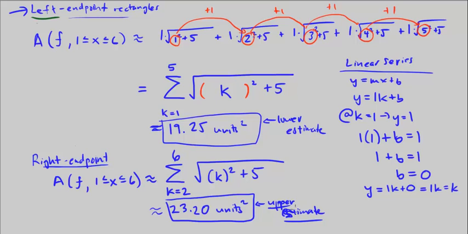That's the upper estimate. And for our left endpoint rectangles up here, that's going to give us 19.25 units squared, our lower estimate.